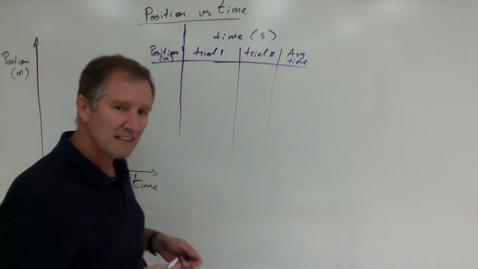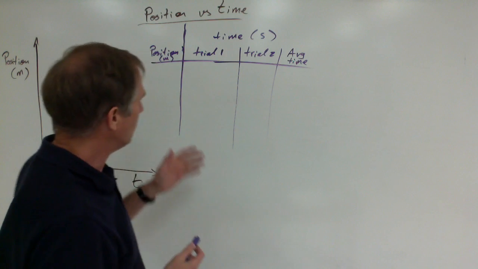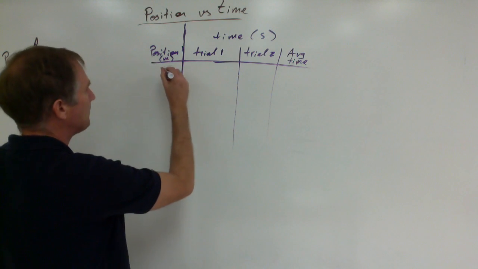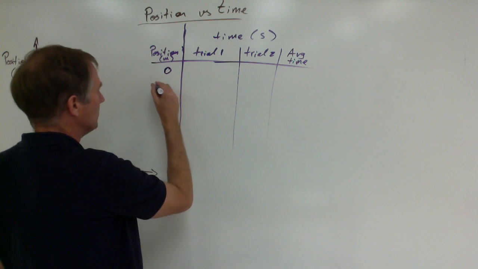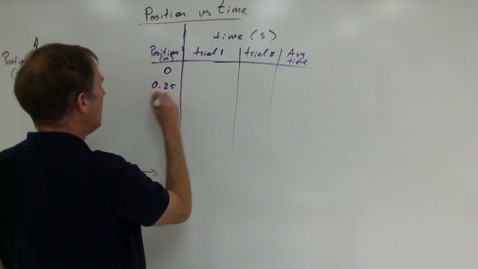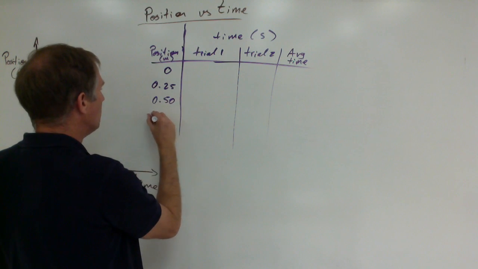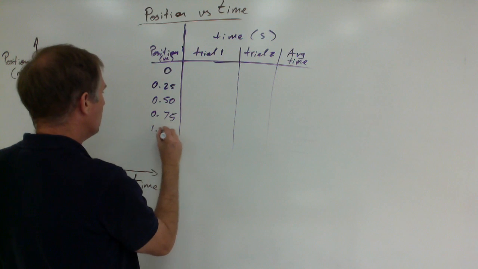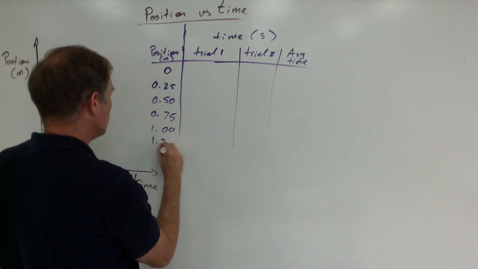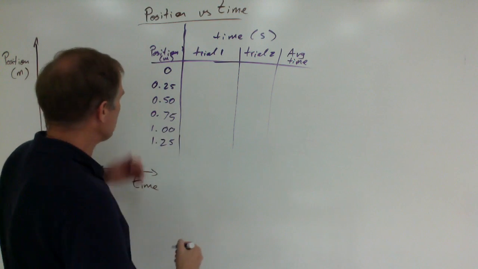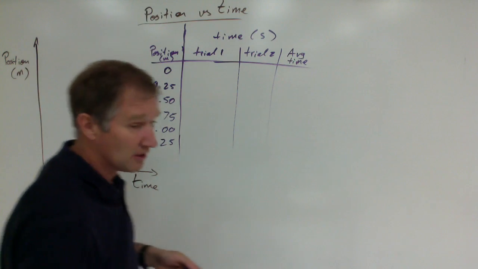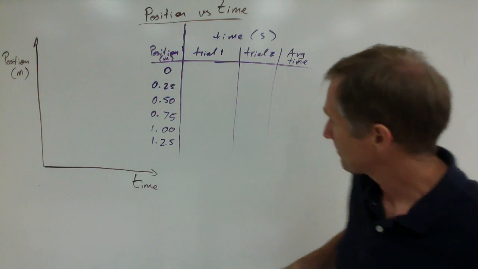And then you want at least 5 data points. So you might have position as 0, I'm making this up, 0.25, 0.50, 0.75, 1.0, 1.25. Let's say that you have 1, 2, 3, 4, 5, 6. I have 6 data points there. You want a minimum of 5.